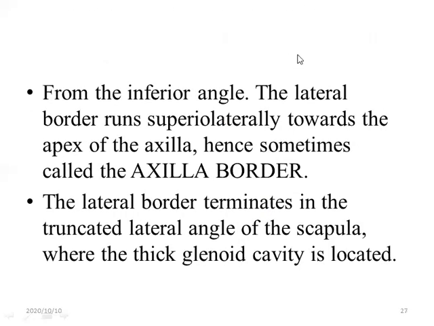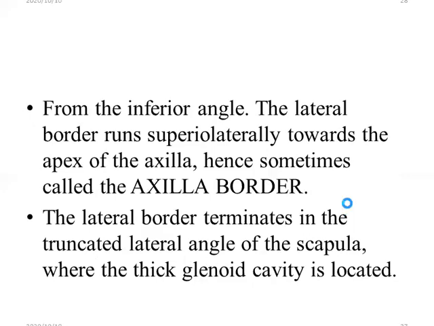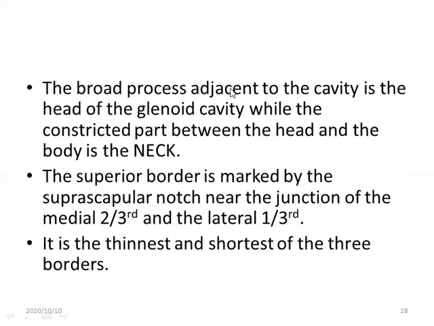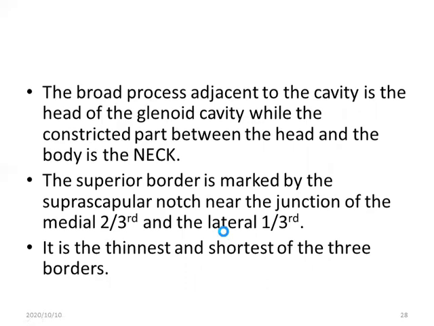From the inferior angle, the lateral border runs superolaterally toward the apex of the axilla, hence it is sometimes called the axillary border. The lateral border ends in the truncated lateral angle of the scapula where the glenoid cavity is located. The broad process adjacent to the cavity is the head of the scapula, while the constricted part between the head and the body is the neck. The superior border is marked by the suprascapular notch near the junction of the medial two-thirds and the lateral one-third. It is the thinnest and the shortest of the three borders.